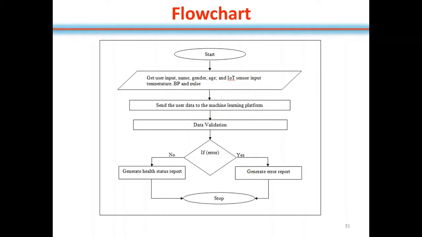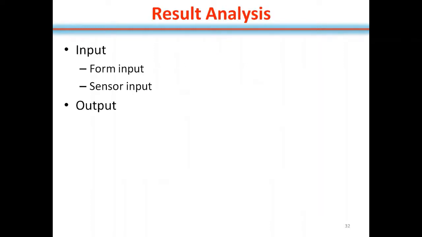or the health professional. To analyze the report, first we need to know that there are two types of input. First one is form input, which is static. Another is sensor input, which is dynamic. After that, the whole input will be sent to the machine learning platform where the output will be generated.